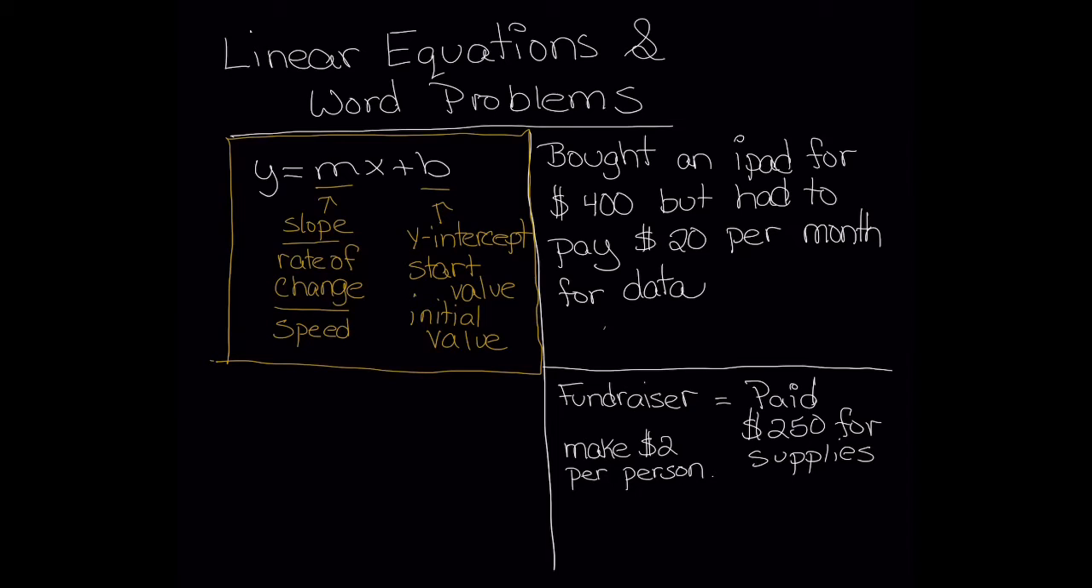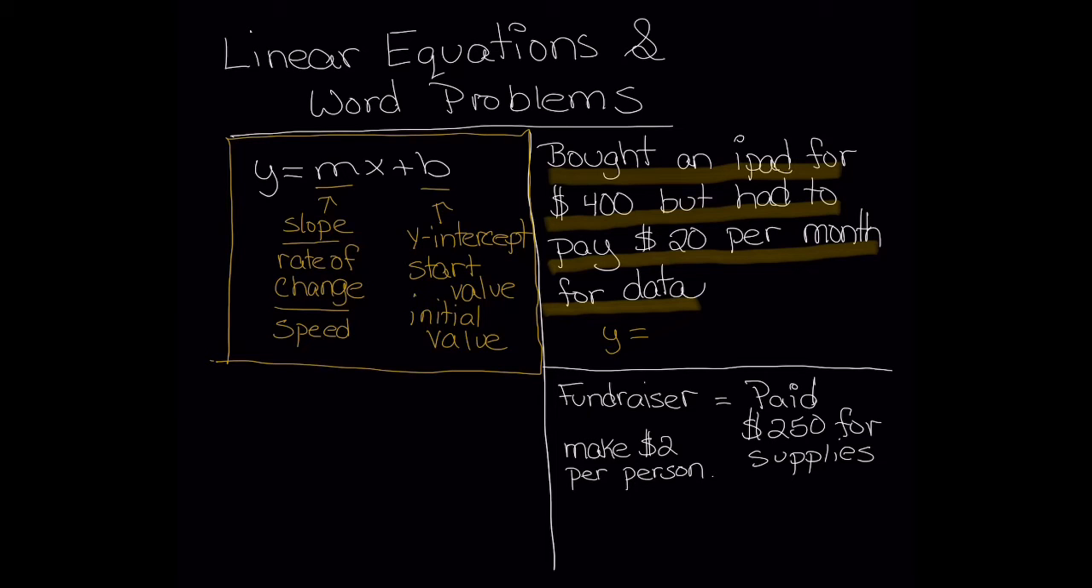So right away we know it's going to be y equals. And then I like to start with the beginning value. So here I bought, let's see. We bought an iPad for $400, but had to pay $20 per month for data. So again, this is just a completely random word problem. So what would be my beginning value? My beginning value is that I spent $400. And then how much am I spending every month? 20. So again, this is the rate of change.